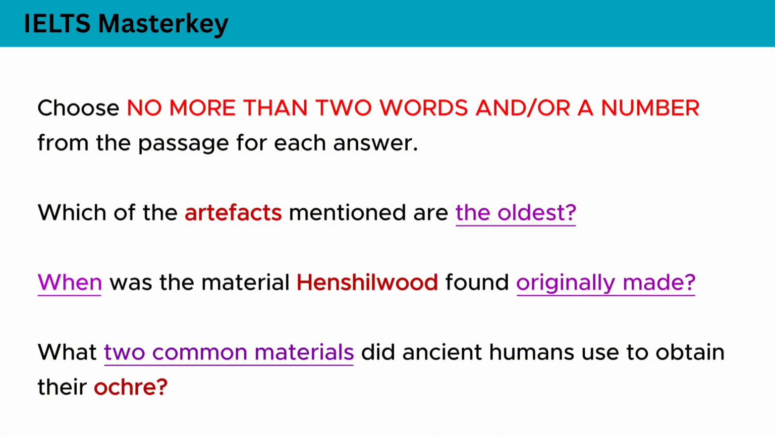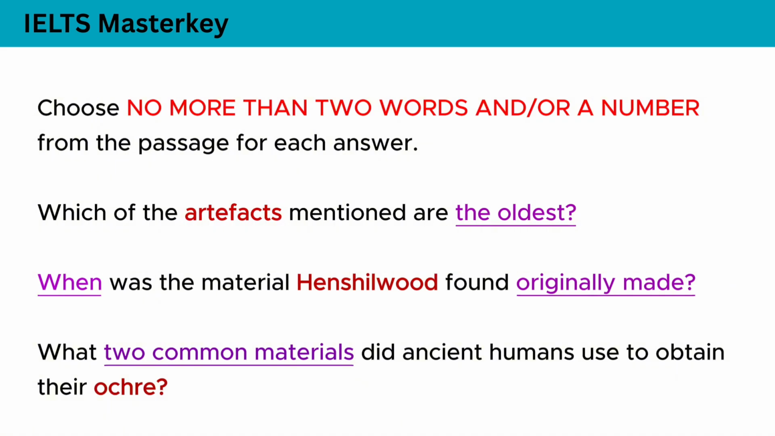Next, when was the material Henshill word originally made? So here the location keyword is Henshill word. So find that section, the part of the passage that talks about this material, and the detail keyword is "originally made", which tells you what to find. Where it talks about Henshill word, there we have to find out when it was originally made.